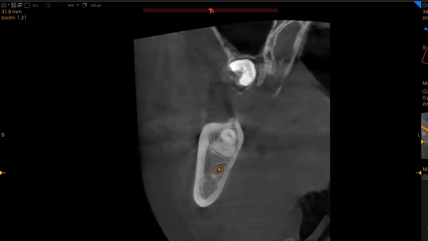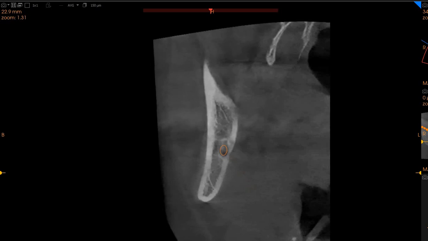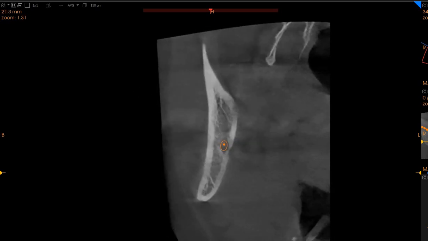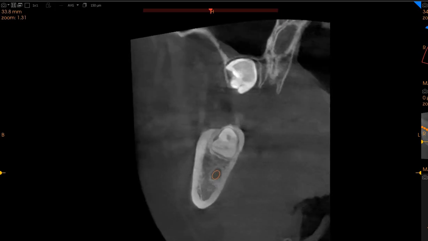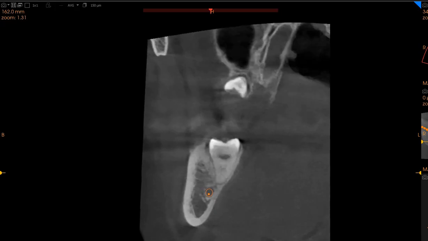The lower right side, as you can see, horizontal impaction. The inferior alveolar nerve is in very intimate contact with the apical one third of the lower right wisdom tooth. It has two roots, none of them are fused, and the mesial root is in very close contact with the inferior alveolar nerve. Moving to the lower left, we've got a vertical impaction on the lower left 8.